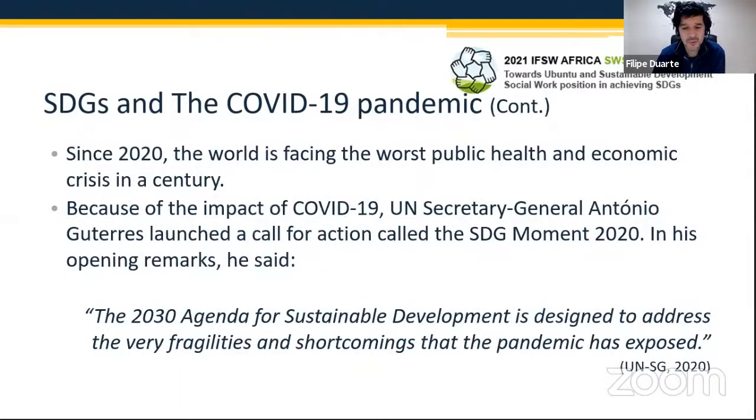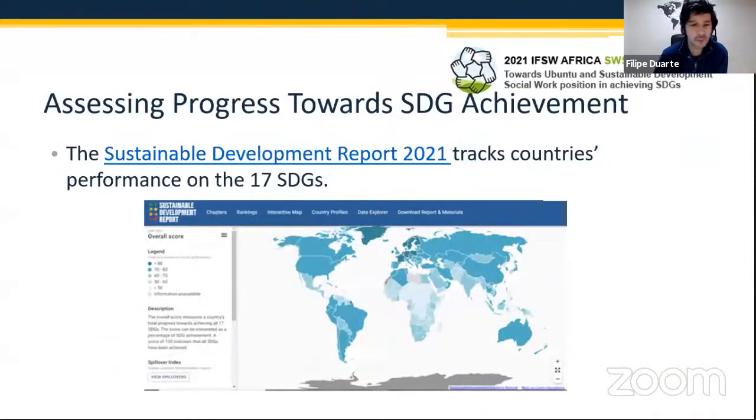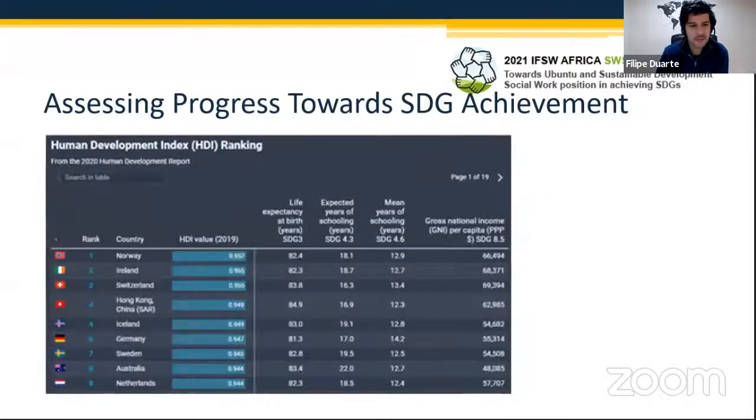With the pandemic, the current Secretary General, Antonio Guterres, also said that we have to address the fragilities and shortcomings that the pandemic just exposed. The social work profession, and you as well in Rwanda, are really important. We can probably contribute more and inform more the global reports. If you open the Sustainable Development Report or the SDG Index, Rwanda ranks 136 in the world in terms of progress towards the SDGs. So what is social work doing to inform this data? Sometimes the data does not reflect the good practices of what you are actually doing on the ground. And this is important. Same thing when you look at the Human Development Index.